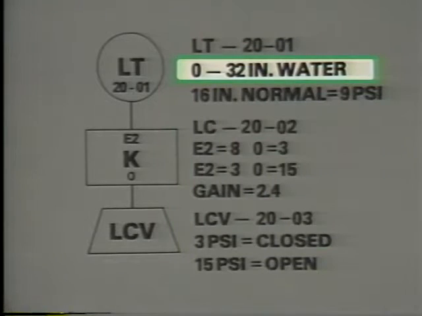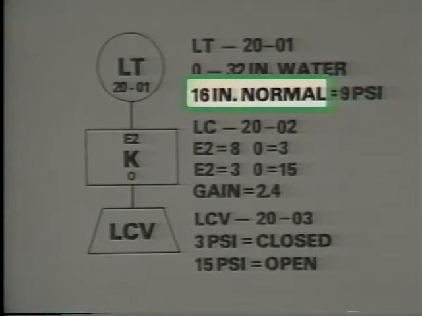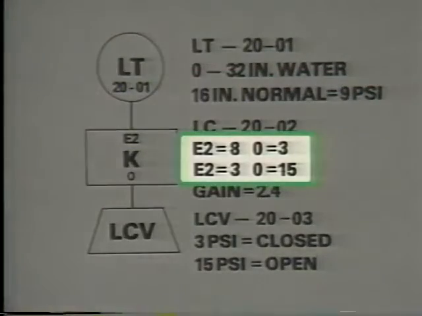For example, this information tells us that the level transmitter will measure a level range of 0 to 32 inches of water, and that the normal measurement, or set point, is 16 inches. In addition, when the transmitter measures the normal level, its pneumatic output signal is 9 psi. This information gives the input-output range for the level controller.